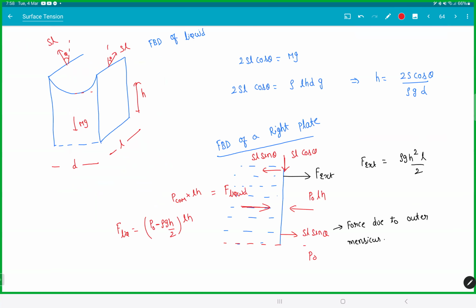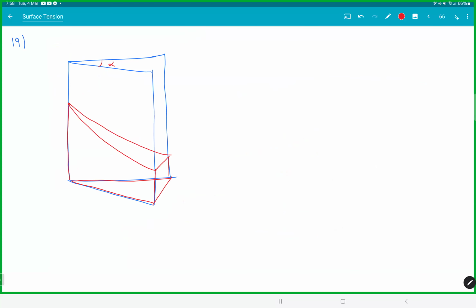Because if you look at the formula here, this is proportional to 1 by d. d is the distance between the plates. More the distance between the plates, lesser the height. So here, as the distance increases, the height continuously drops.